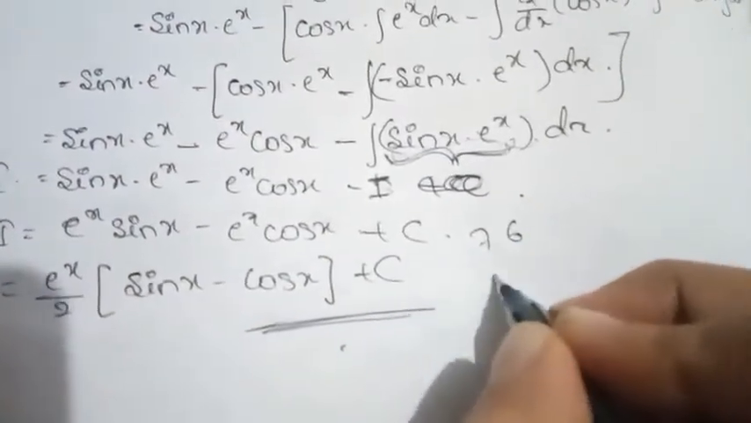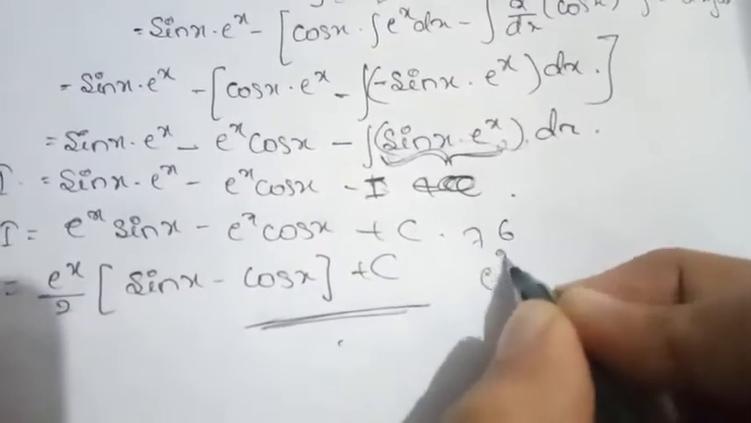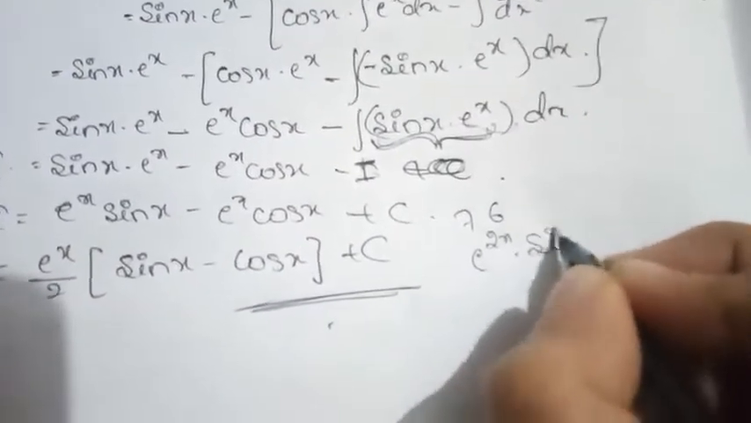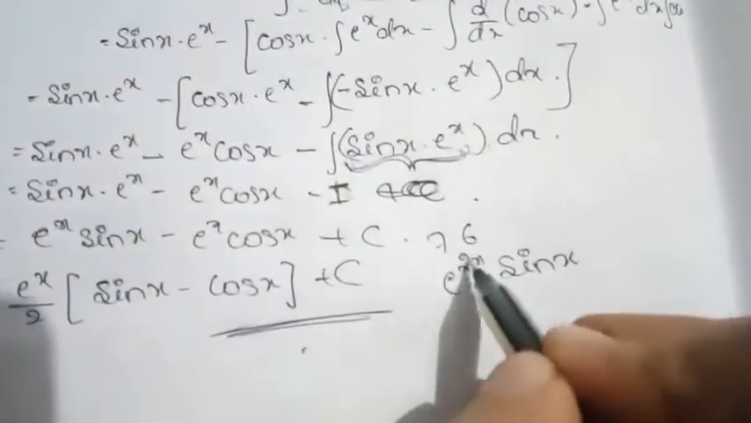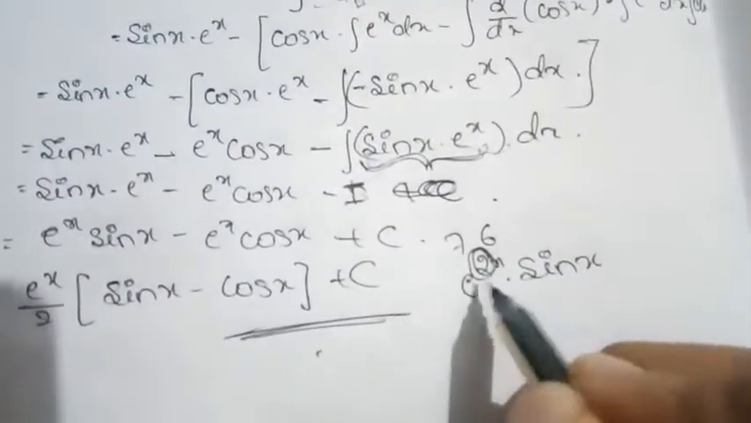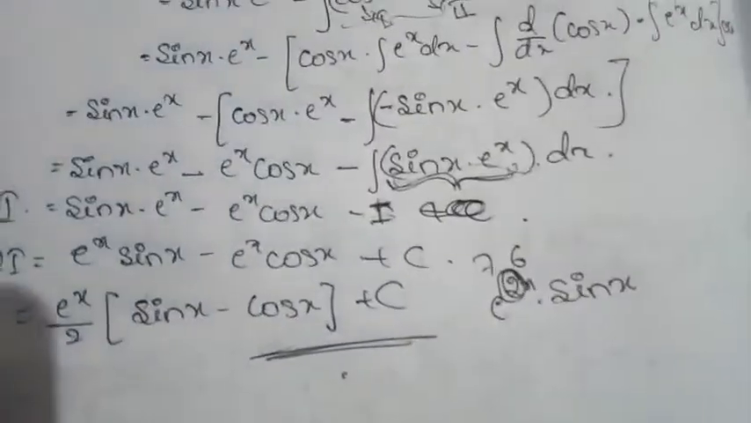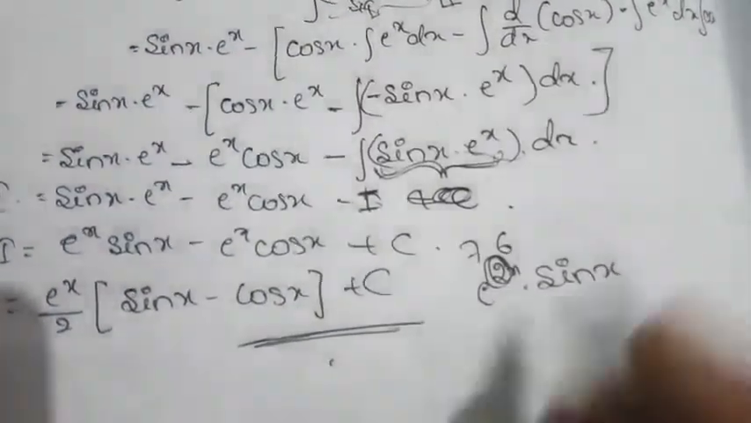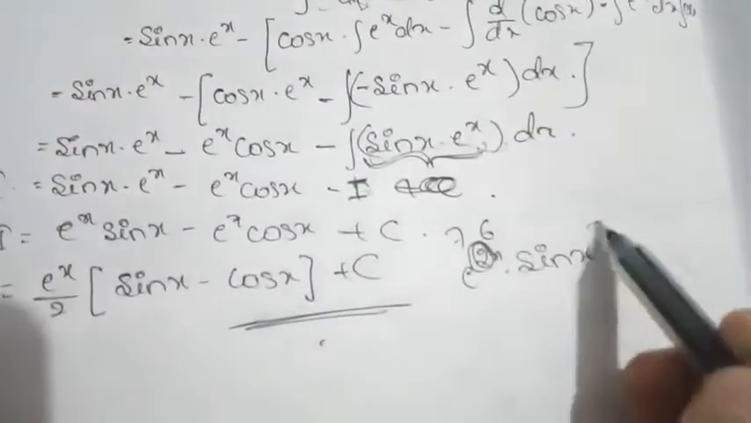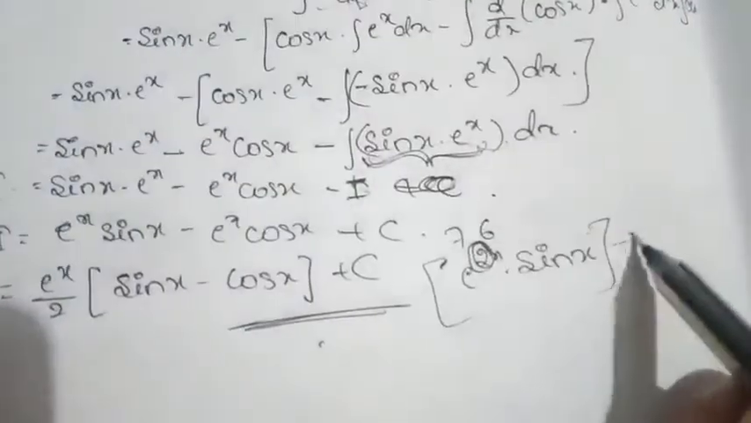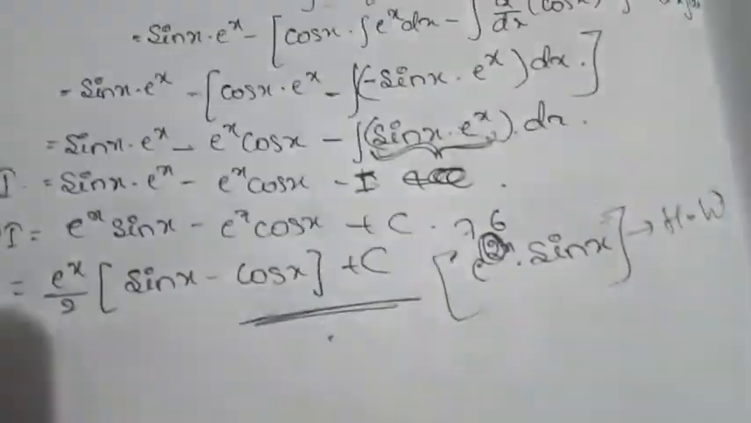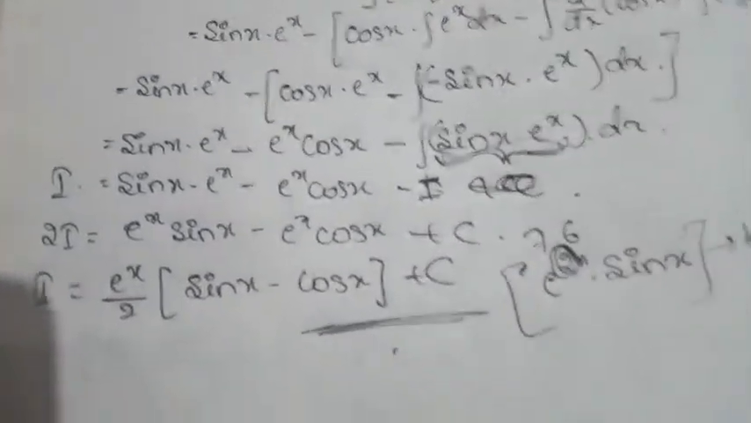I am giving that one as your homework, that is e power 2x into sin x. The difference between this and the previous one is only the 2. Remember, while differentiating e power 2x, we get e power 2x into 2. That's all I can say, the rest are the same. If you have any doubt while solving this question, you can ask me at any time. I am giving this one as homework for you.